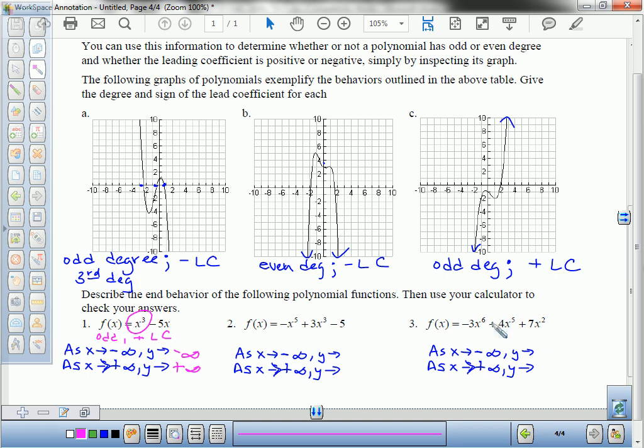Okay, luckily all these are in standard form, so whatever comes first is the degree of the function because it's the highest one on all of these. So this one is odd, but it has a negative leading coefficient. So what would that tell me? As x approaches negative infinity, what does y approach? Positive. And as x approaches positive infinity, y approaches negative. All right, you try number 3.